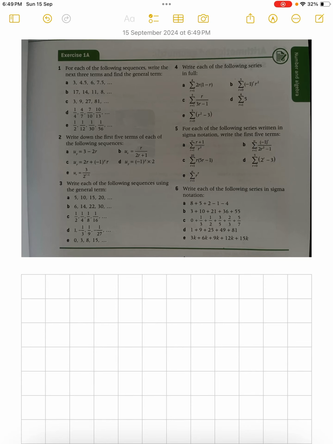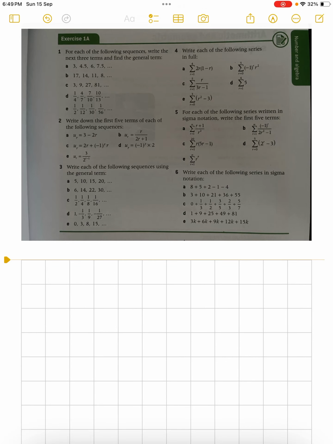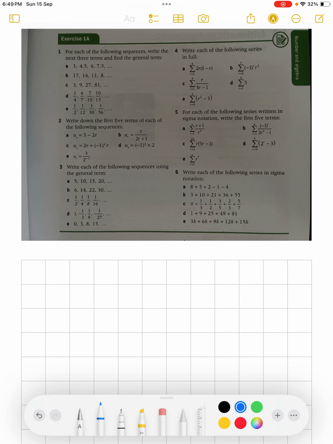Well, let's have a look at 1e on this question. And 1e starts with a fraction, a half, 1/12, 1/30, 1/56, and then we've got to look for the other three numbers.